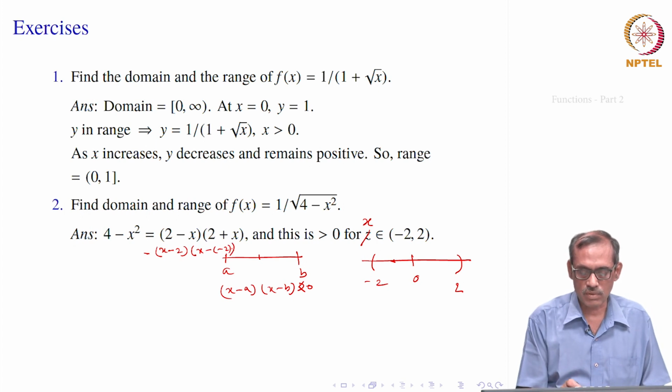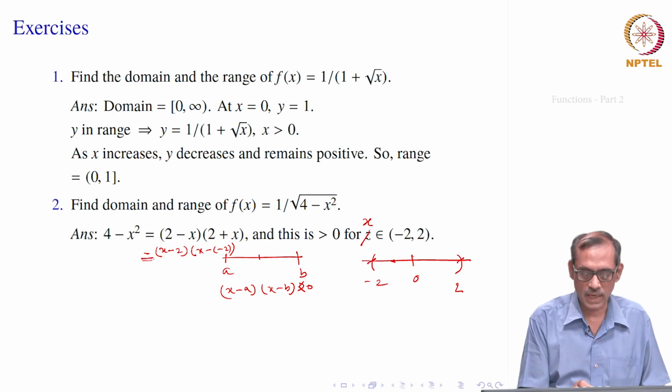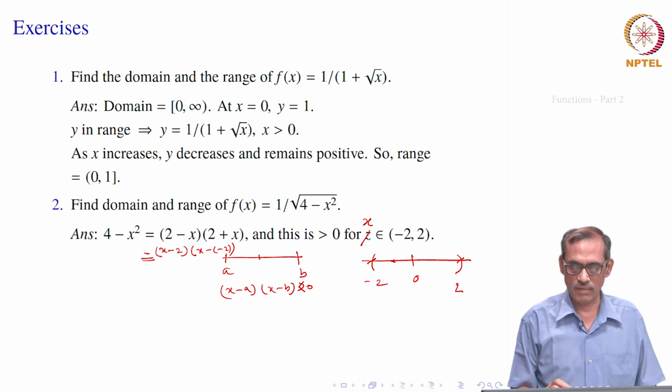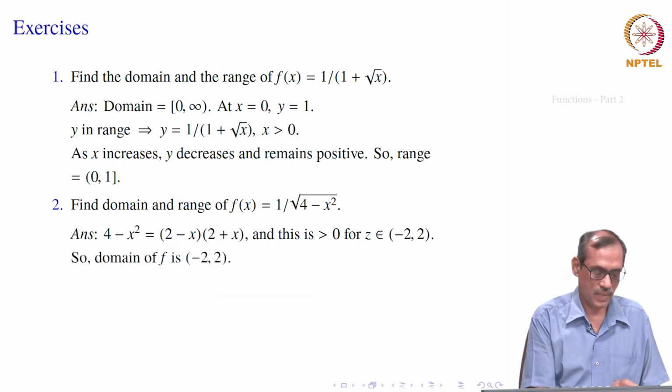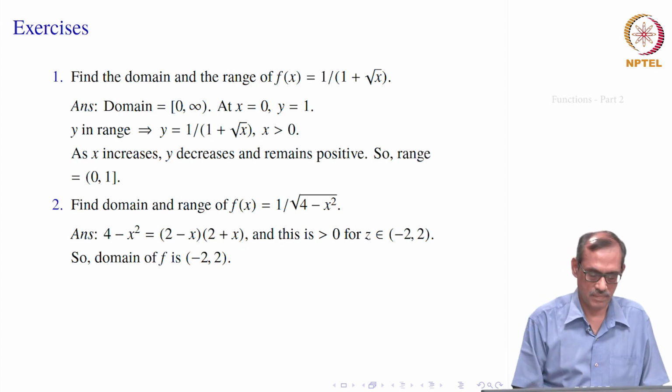So, (x minus 2) into (x minus (minus 2)) will be remaining negative if x is between minus 2 and 2, and there is a negative sign here. So, it is positive when it is within that. That will be easier to apply. So, the domain should be equal to the open interval minus 2 to 2.